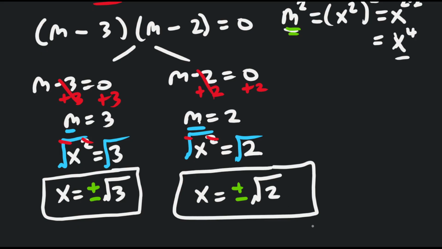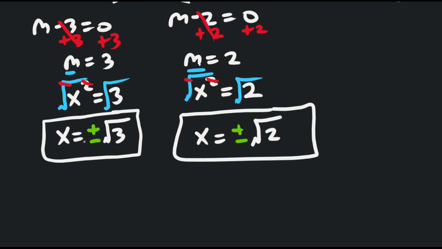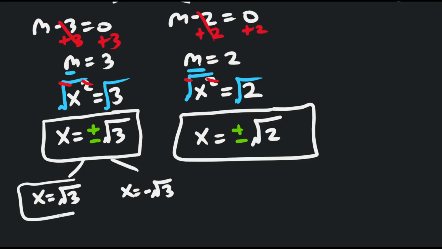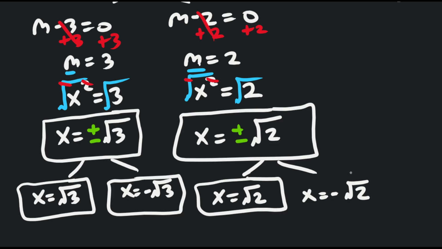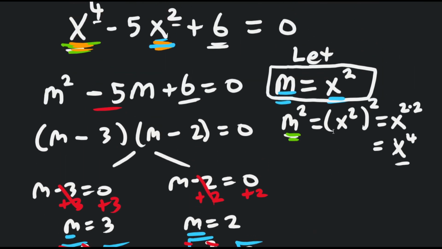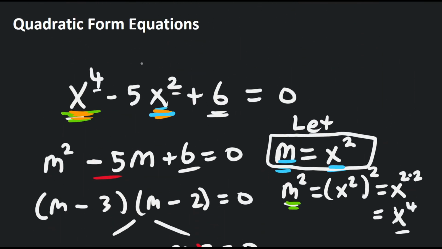And there we go. These are actually 4 solutions for x. Because remember, the plus minus means this breaks up into x equals positive radical 3 and x equals negative radical 3. So those are 2 solutions right there. And right over here, this can be broken up into x equals positive radical 2 and x equals negative radical 2. So in total, we have 4 solutions: radical 3, negative radical 3, radical 2, and negative radical 2. And that is how we solved the higher degree polynomial we started with.